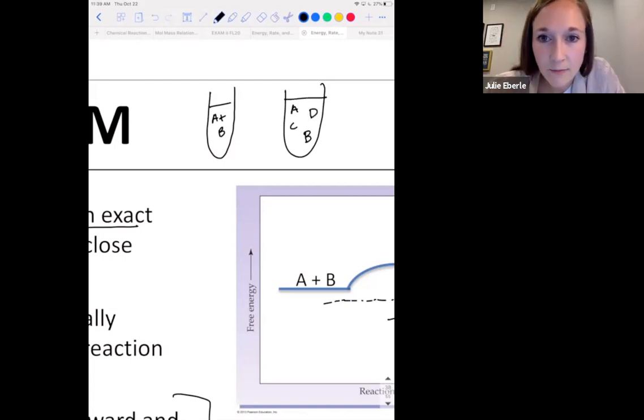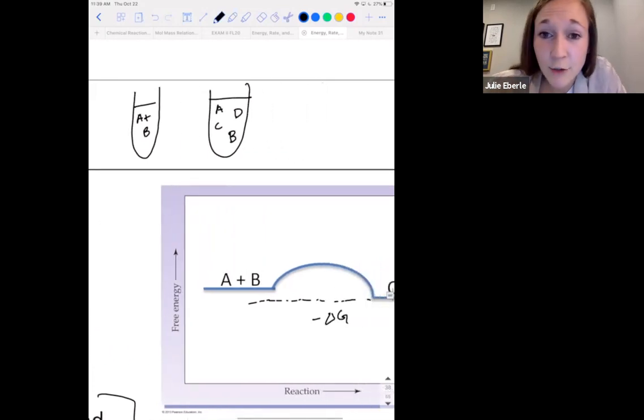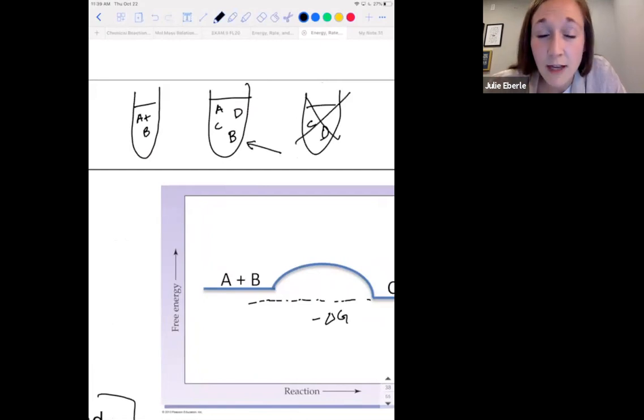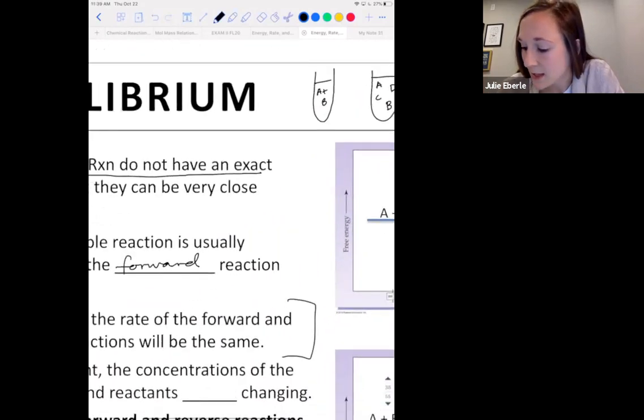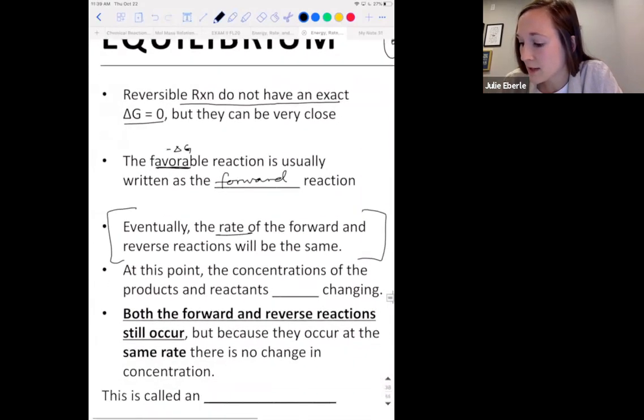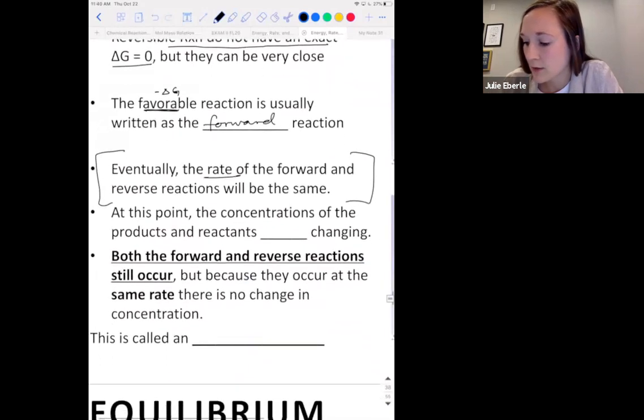All colliding. And eventually you're not going to make all C and D. You will never have a test tube where you just end up with all C and D. That will not happen. You will finish this way. You're not necessarily going to have equal amounts of A, B, C, and D, but the rates of the reaction will become the same. That's what this statement is saying. The rate of the forward and the reverse reaction will become the same. So let's talk about this a little bit more.